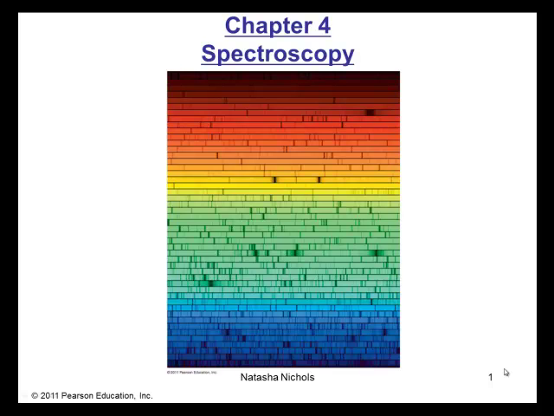Welcome back, everyone. Today we're going to begin Chapter 4. We're going to be talking about spectroscopy. Now take a look at this picture right here. This is the visible spectrum, so from red to blue, of the star Procyon.